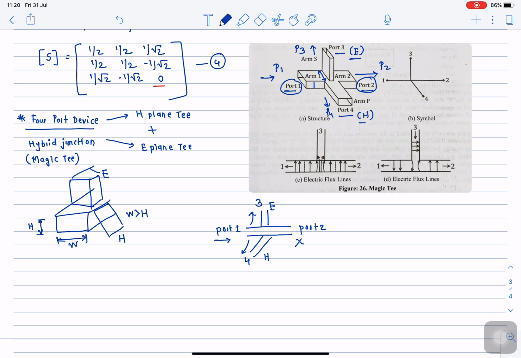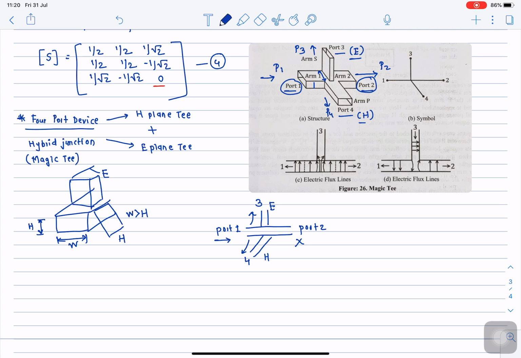Now, how does this particular circuit operate? We say that a match source is connected to the H arm, the electric arm is matched terminated, and the remaining collinear ports are connected to the mismatched load. If all the ports are perfectly matched to the junction, the signal in the collinear port will get split equally between the electric arm and the magnetic arm.